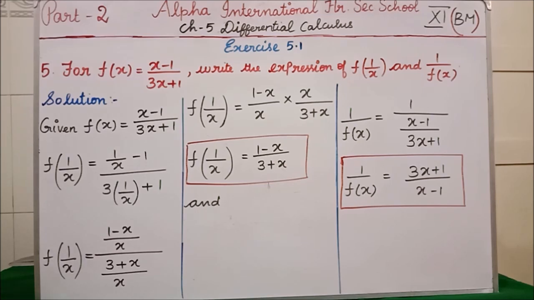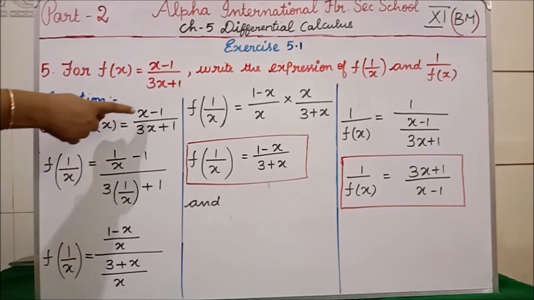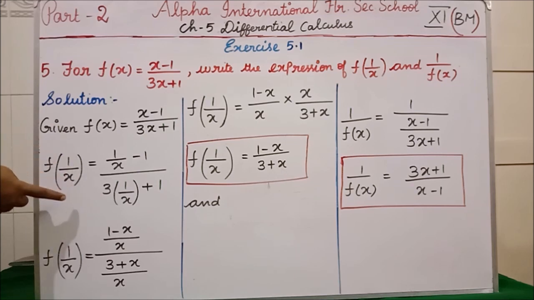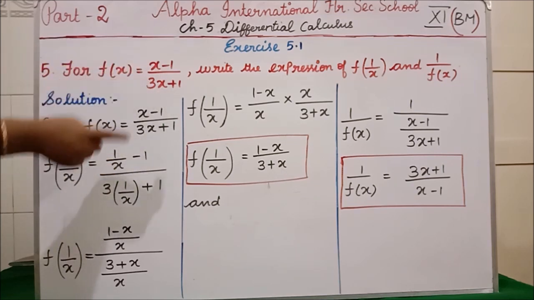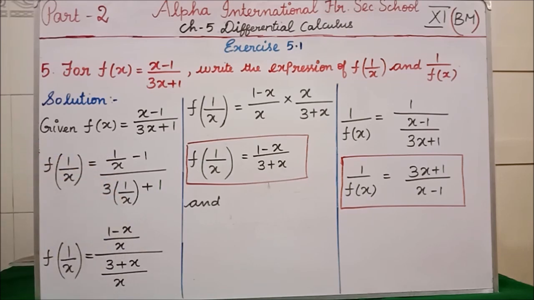Now what they have given in the question: f of x is equal to x minus 1 divided by 3x plus 1. See the question carefully. Here x, here also we are having x. Clear? Now what expression do we have to find the value of? F of 1 by x. Now what function are we having? 1 by x. So in the question wherever we are having x, what do we have to substitute? We have to substitute 1 by x. Clear? Here f of x means you have to put x. Here f of 1 by x means in the question you have to put 1 by x. Wherever having x, there you have to put 1 by x.